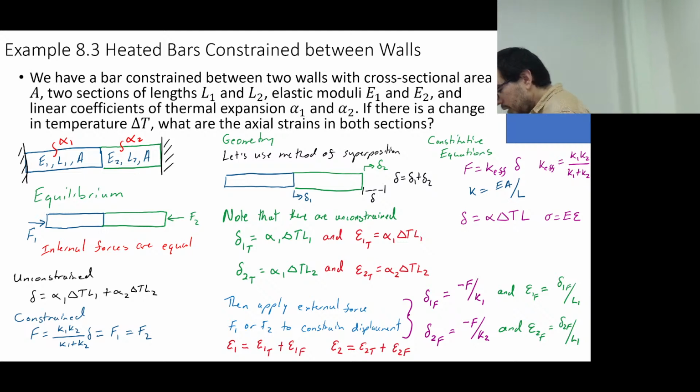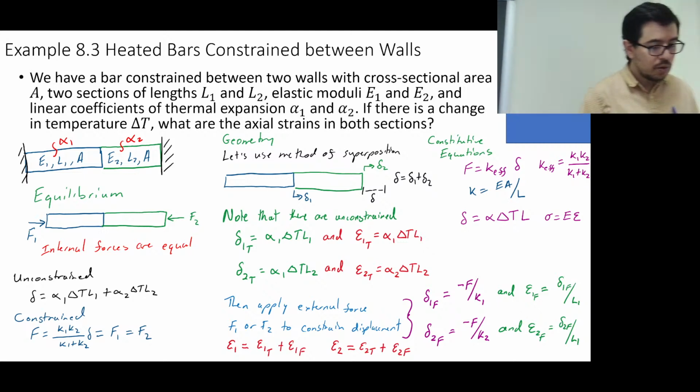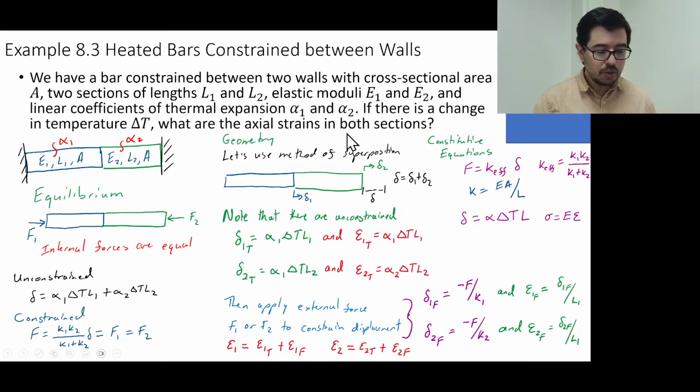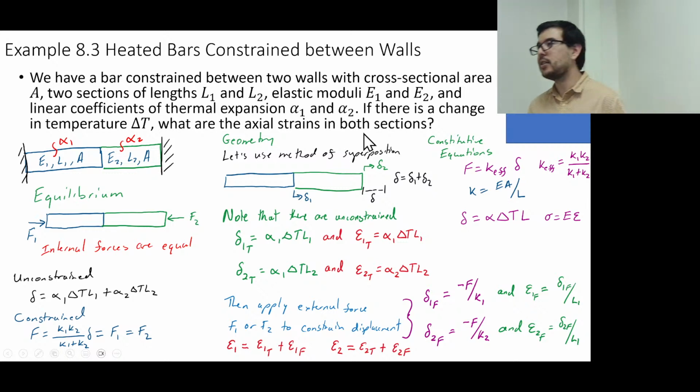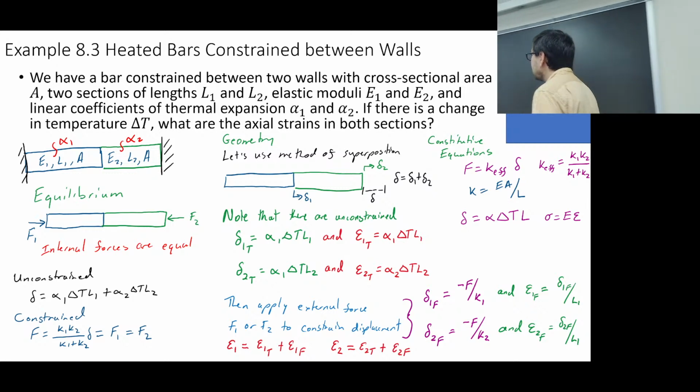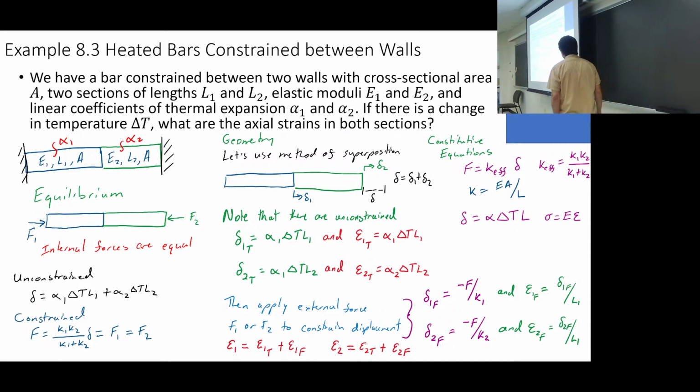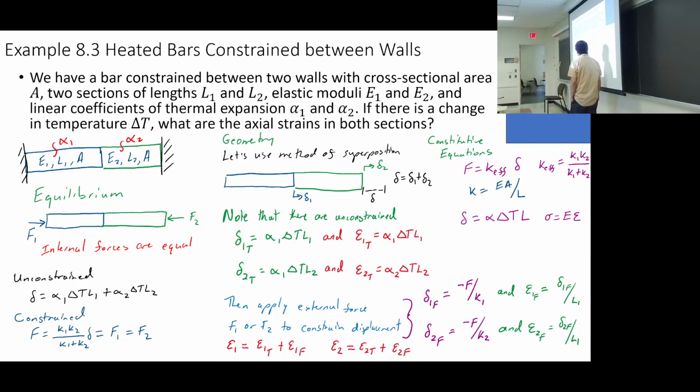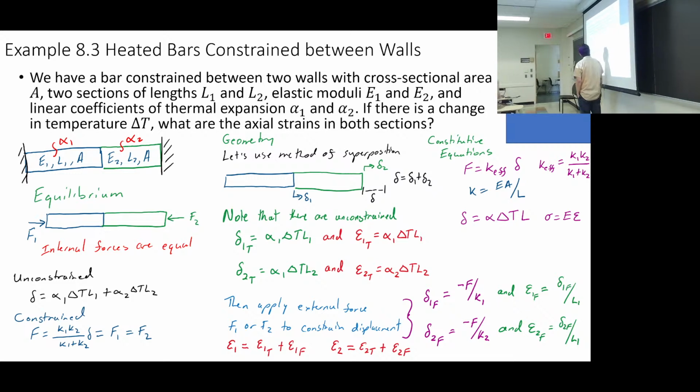So the question is, what are the axial strains in both sections? So with equilibrium, these two are essentially springs in series. You're like, oh no, but we just did ones in parallel, next to each other. No. There's no force being applied here at the middle.